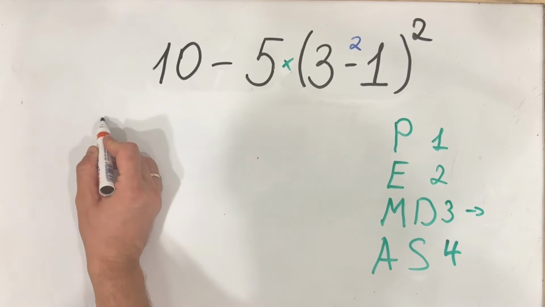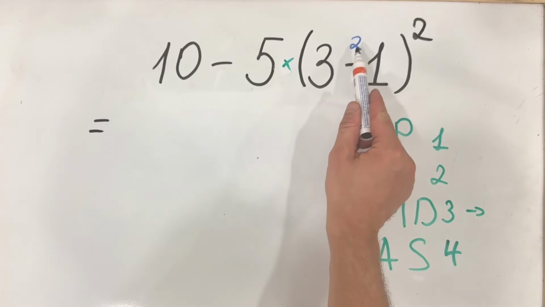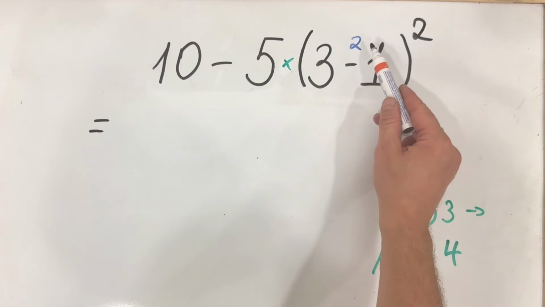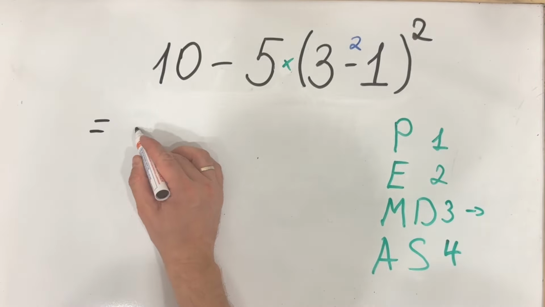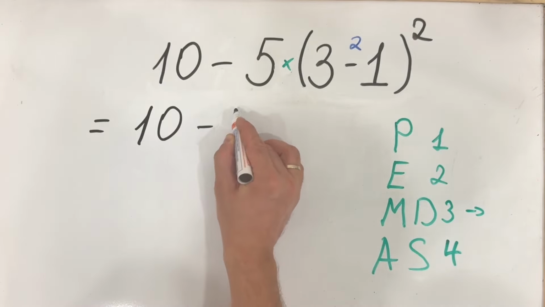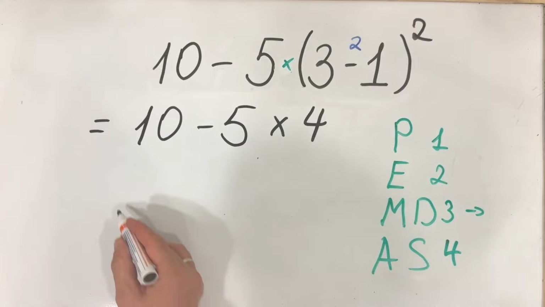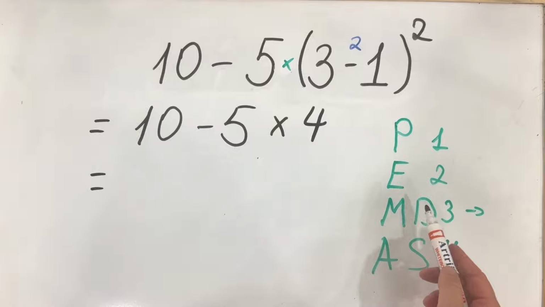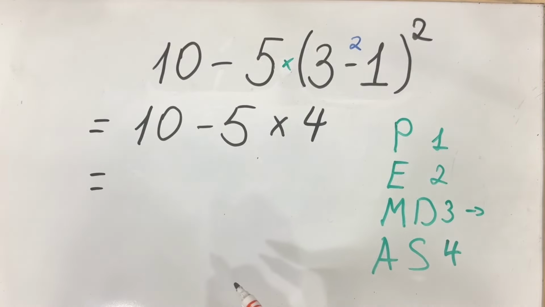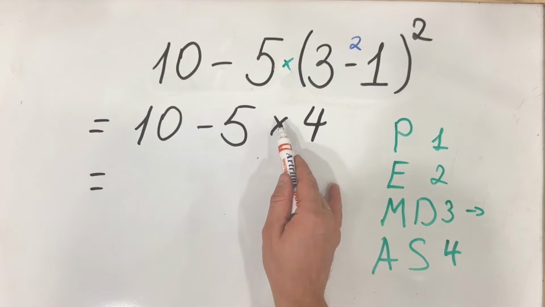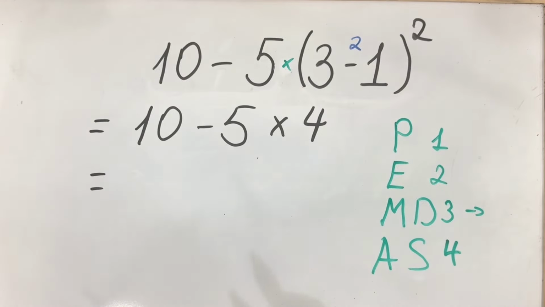So what do we have here? We have first parentheses, so we know that here we have 2 and exponents, so 2 squared is 4. So we can write the following equation as 10 minus 5 multiplied by 4. So as seen here, the multiplication and division have higher priority over addition and subtraction. So in this case, we must first do the multiplication, even though we don't have the brackets.